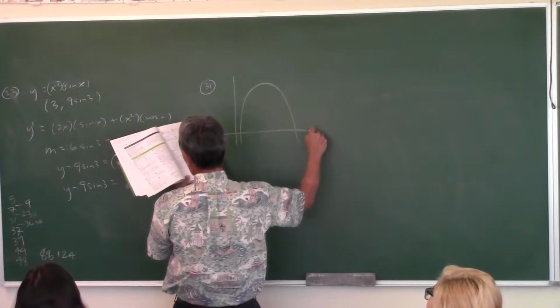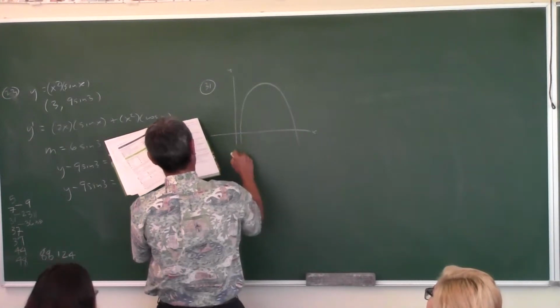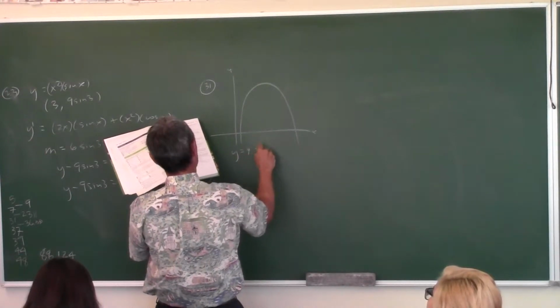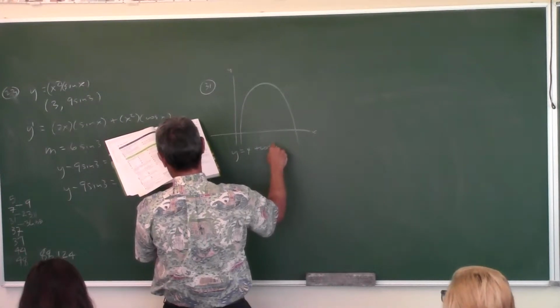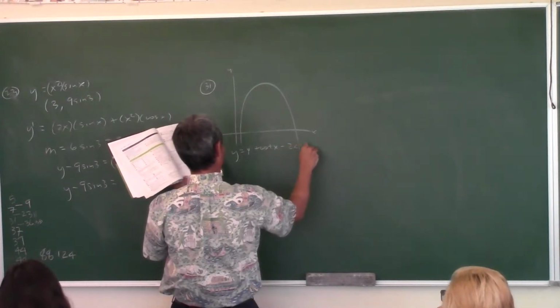So here's the graph. What is it? Y equals 4 plus. Do I have to do parts A and B? Yes.